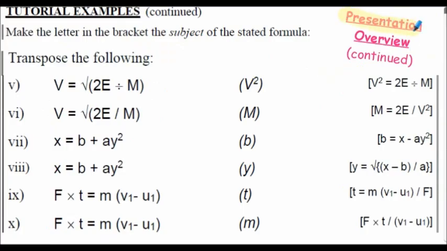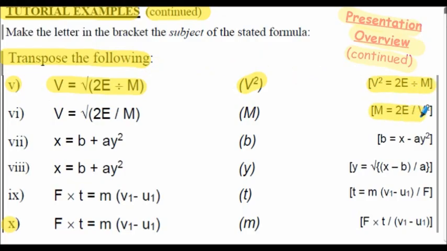Presentation overview continued. The tutorial examples continued. So again, we're transposing the following formulae. Here's example 5 through to 10. Got to consider the equation given and then rearrange it for the symbol shown in the bracket. And for each of the examples, the answers are shown in the square bracket on the right hand side.